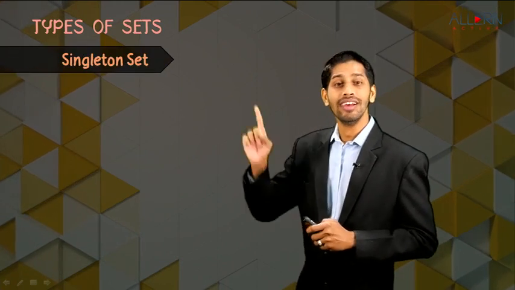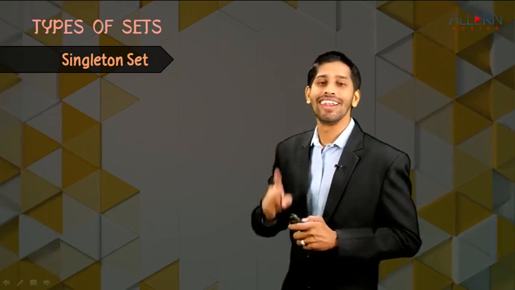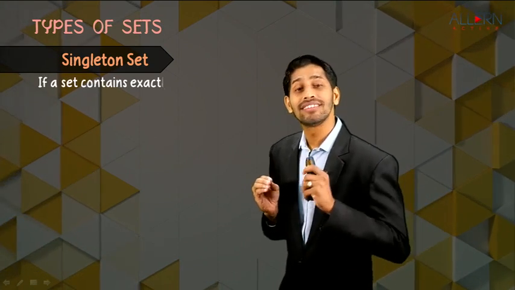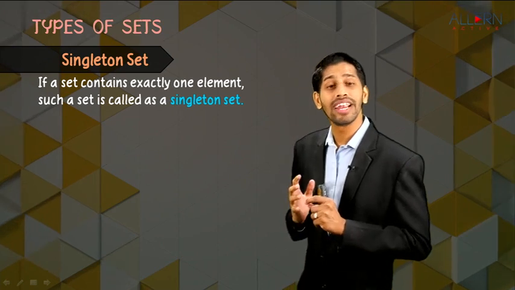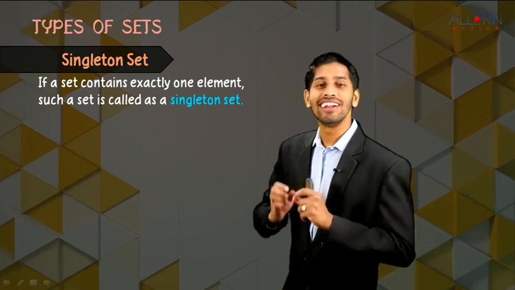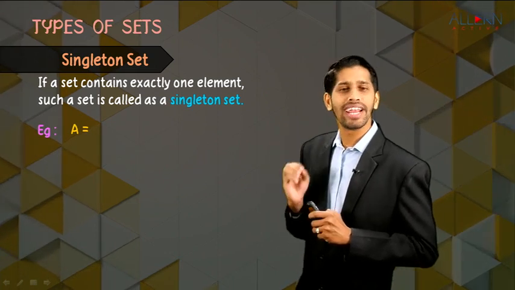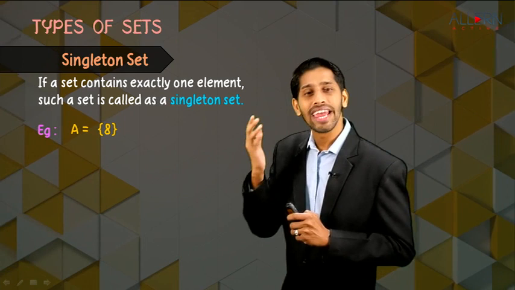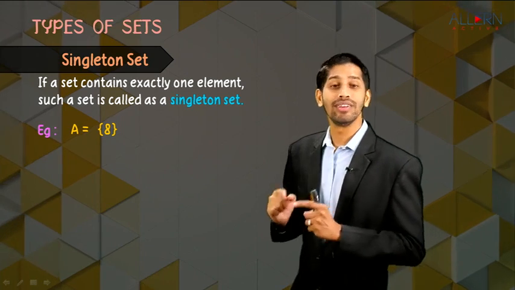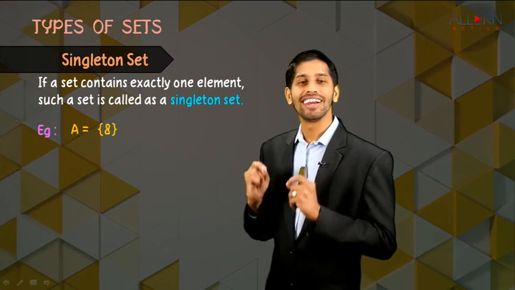So very first is singleton set. Now by the name it says that single means it is one, right? So the definition of singleton set is, if a set contains exactly one element, or we can say if a set contains only one element, such a set is called a singleton set. An example could be A is equal to, in curly bracket we write any one element, that is 8 for example. Now we know that in this curly bracket only one element is present, which is 8, and since only one element is present, it is said to be a singleton set, right?